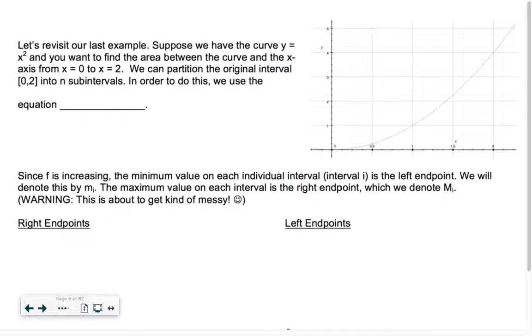Okay, so let's revisit the example. Y equals x squared. So I have a parabola, right? And I'm finding the area between 0 and 2. So I want to find this area.